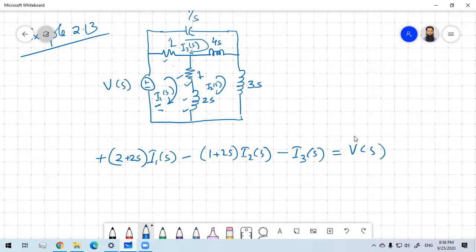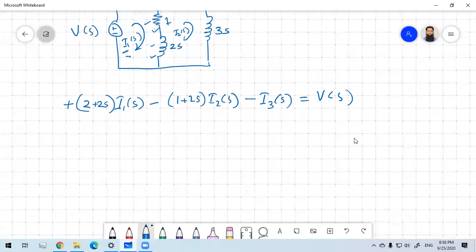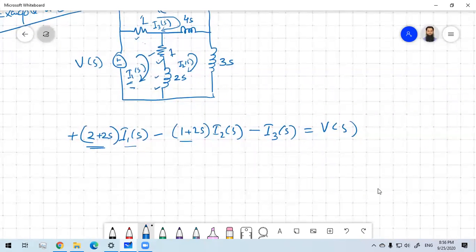So this is the equation for loop 1: the summation of all the impedances of that loop times the current of that corresponding loop. Then the common impedance between loop 1 and loop 2 times the current of loop 2, and the common impedance of loop 1 and loop 3, which is 1, times that current. Similarly, if you want to find the equation for loop 2, now this one will be positive, the other two have to be negative.